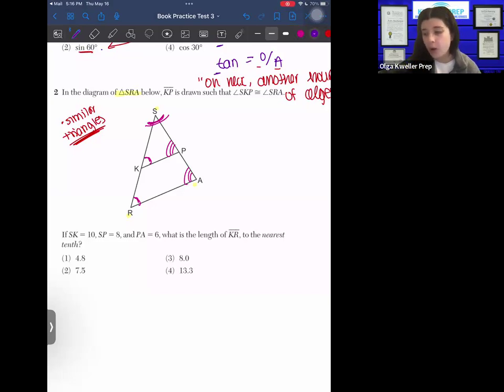Now we label all the sides. They tell me SK is 10. They tell me SP is 8. They tell me PA is 6, meaning this whole side is going to be 14, and they want this missing piece. Okay, so who's going to set up my proportion for me?